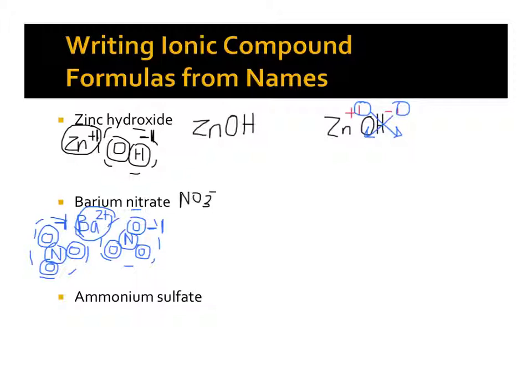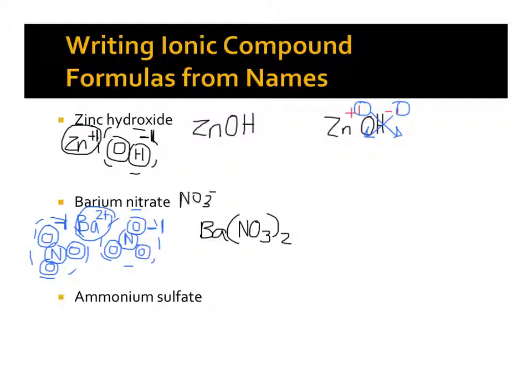Here's a little trick on writing formulas for polyatomic ions. I drew one barium atom, and I drew 2 of the NO3 groups. So we're going to use parentheses to show that the NO3s are grouped together, but we have 2 of them, 1, 2. So this 2 here means that we had to draw that NO3 group twice.